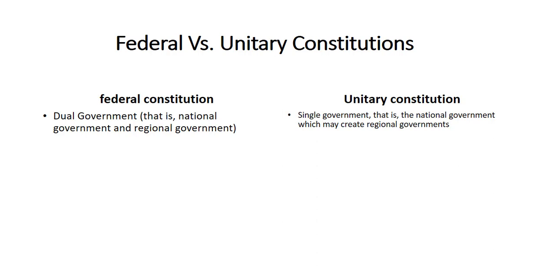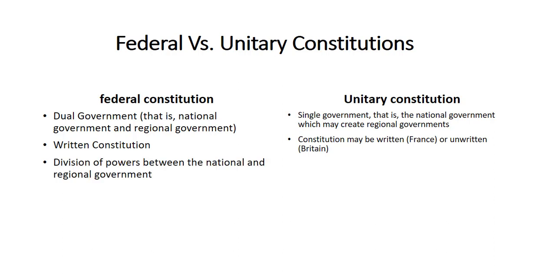Only a very limited amount of power resides in the region. In other words, most of the decision-making and policy-making process of the country flows from the center to the periphery. There is no devolution of power in the unitary constitution. Most federal constitutions are written, whereas a unitary constitution can be written, just like France, for example. France actually is not completely unitary or completely federal, but can be considered a kind of mixture of federal and unitary government, or unwritten, just like Britain.